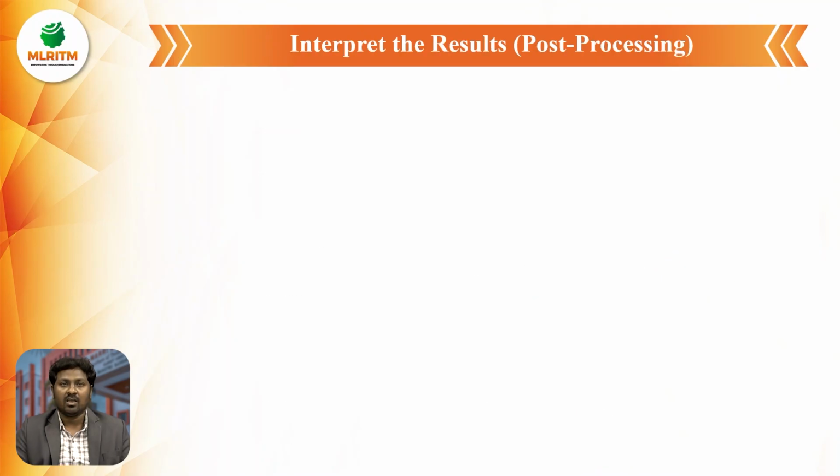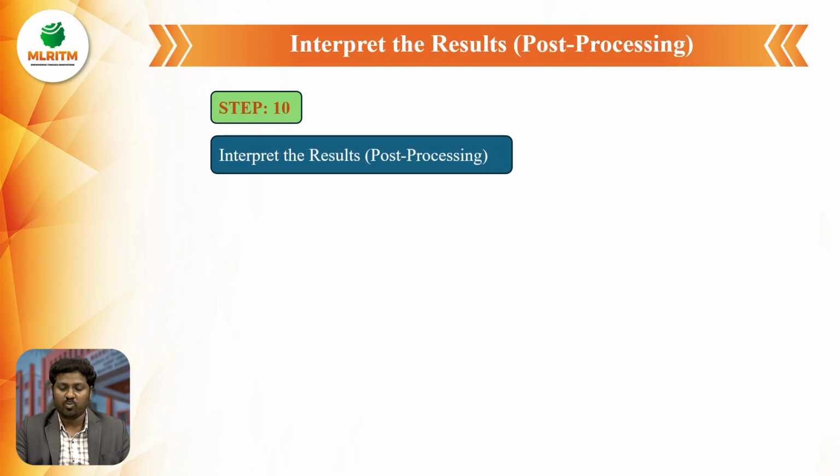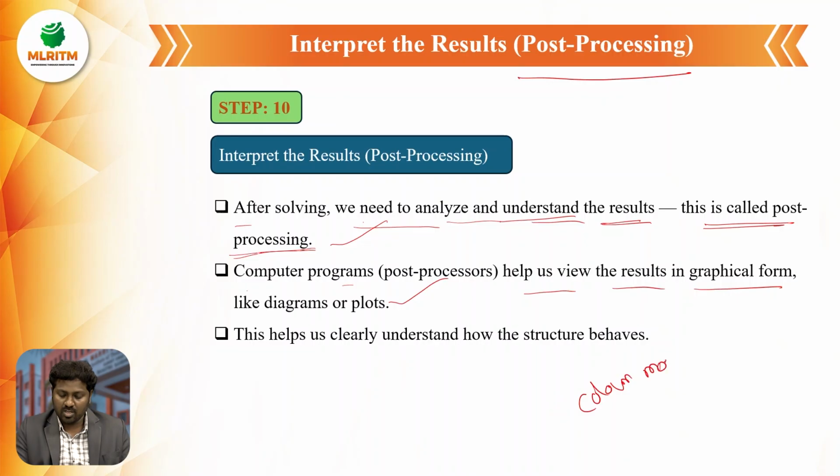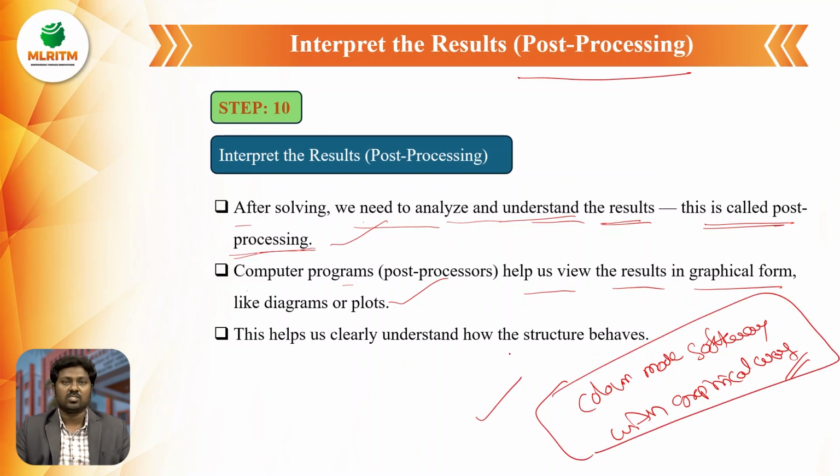Next, the final one is results, which is post processing. The name indicates it: after solving, we need to analyze and understand the result. Once we apply boundary conditions and solve, we analyze the values, and that is called post processing. Computer programs help to view the graphical results in graphical and color mode, so with software we can show the final view of the post processing.